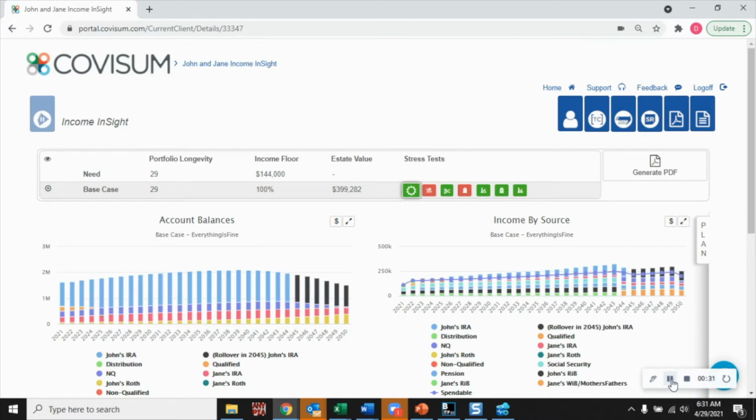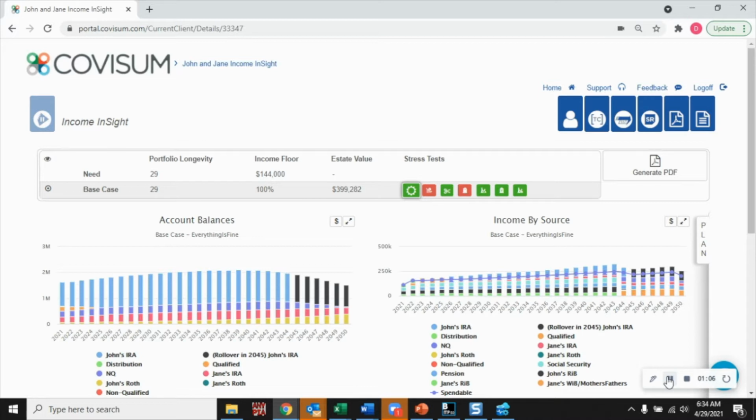And what you see on the screen is the results of an Income Insight analysis. We start off at the top with three basic metrics: portfolio longevity, income floor, and estate. And then a variety of stress tests. Now, ultimately, our clients want to know if their money is going to last through retirement. That's what portfolio longevity is about.